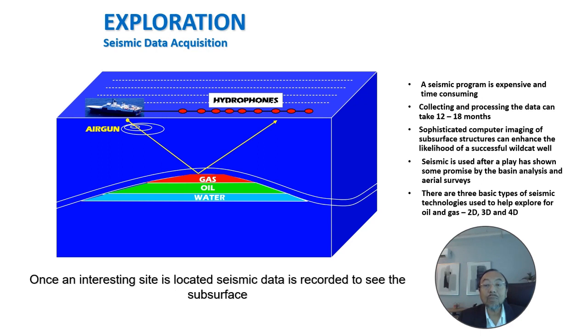There are three basic types of seismic technologies used to help explore for oil and gas: 2D, 3D, and 4D. Two-dimensional, 2D, seismic data are collected from each ship that tows a single hydrophone streamer. The result is displayed as a single vertical plane, or cross-section, that appears to slice into the subsurface beneath the seismic line.